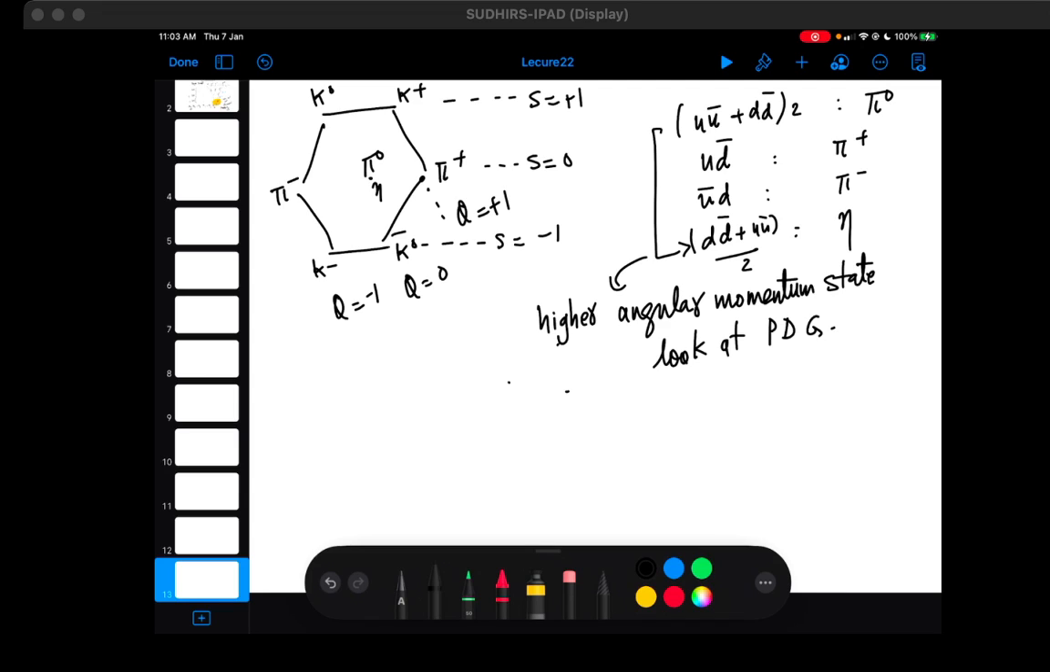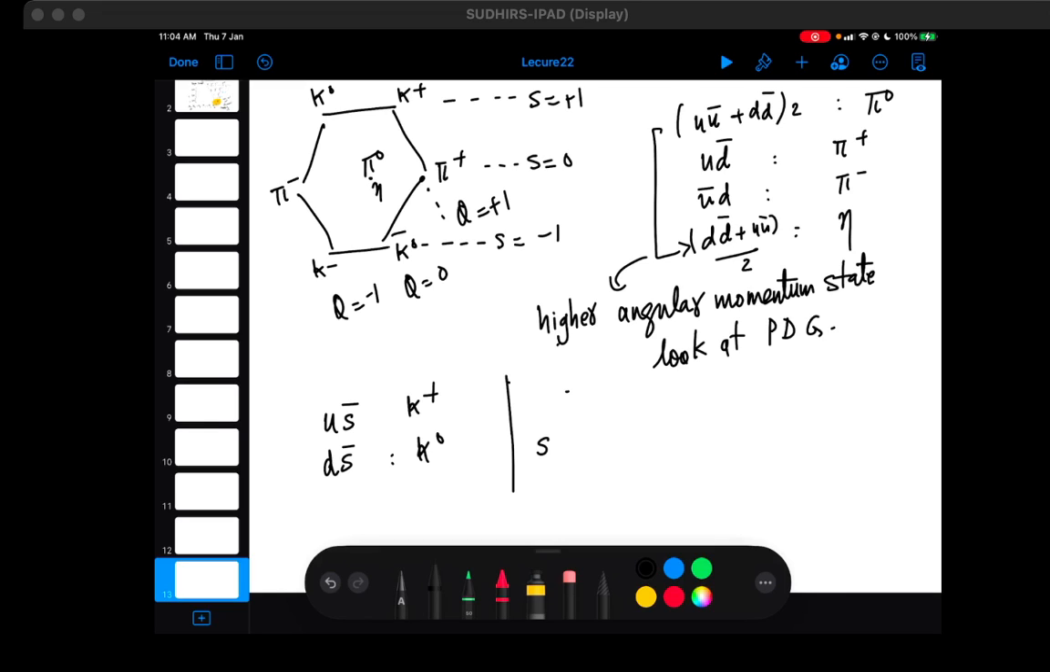So this tells about the middle row, and now you'll have K plus, which is the first row: u s bar. Then d s bar would be K0, s d bar would be K0 bar, and u bar s would be K minus. So 1 2 3 4, 1 2 3 4. This completes the octet.